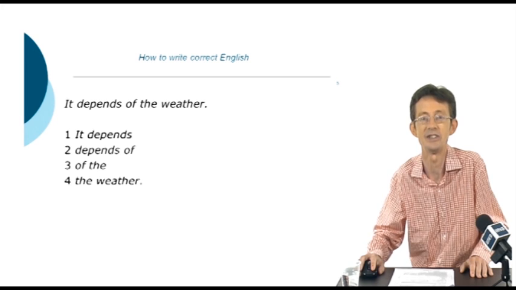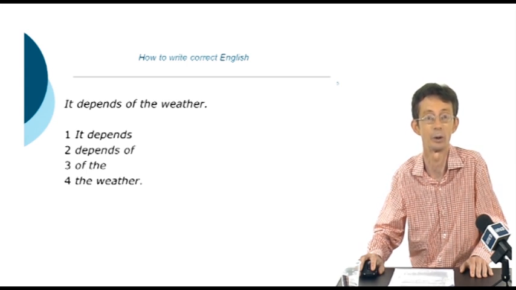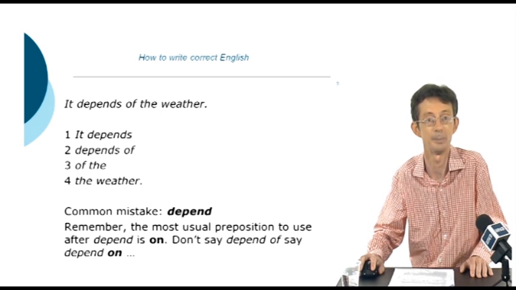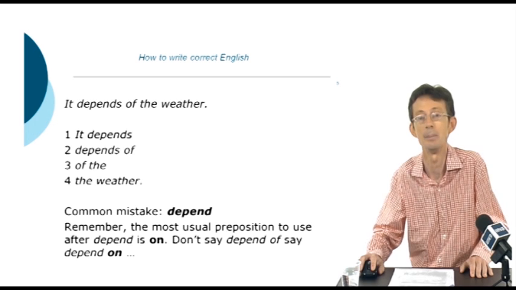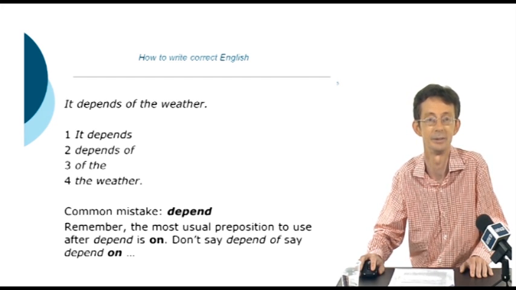But Pablo cannot find any sentence that includes the combination depends of, the second combination in his sentence. And there are sentences which contain depend on. For example, it depends on the cost. And then he finds an error box which says common mistake, depend. Remember, the most usual preposition to use after depend is on. Don't say depend of, say depend on. Aha! So Pablo changes of to on.